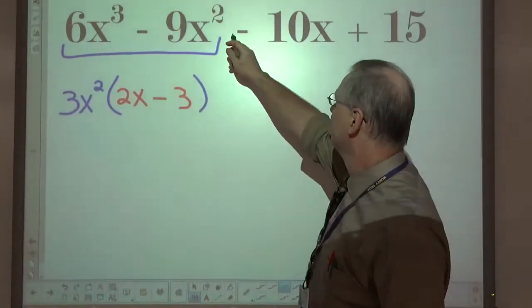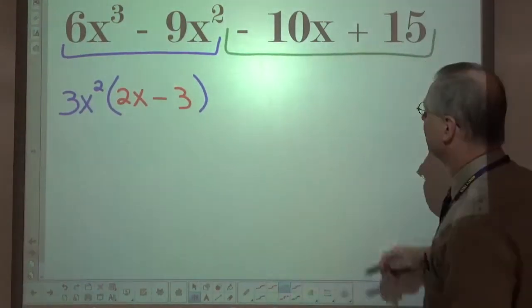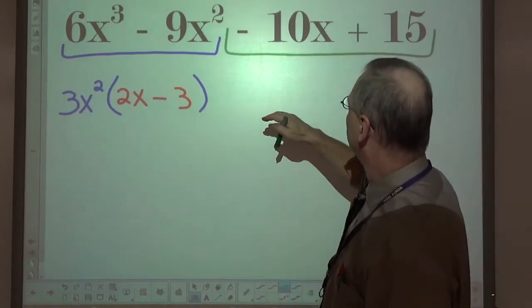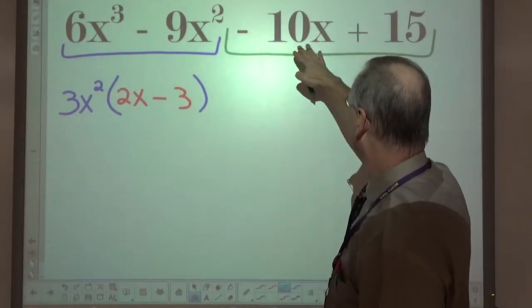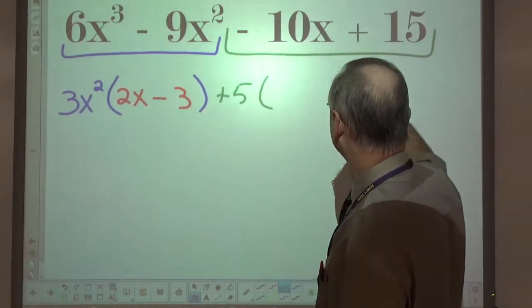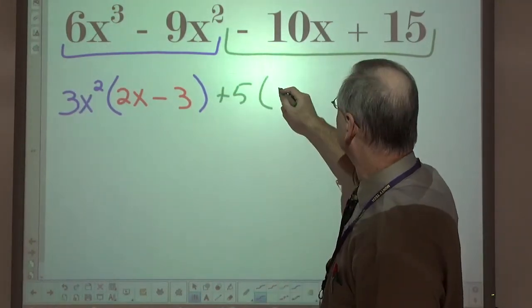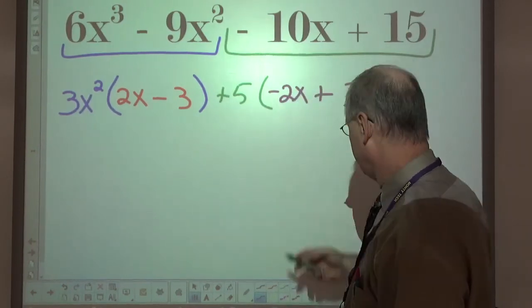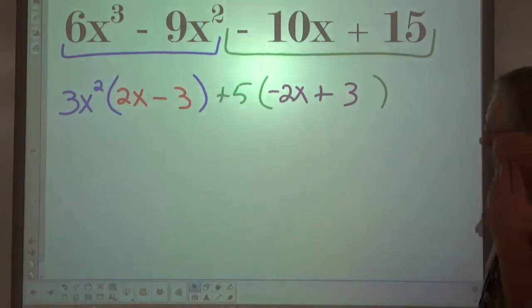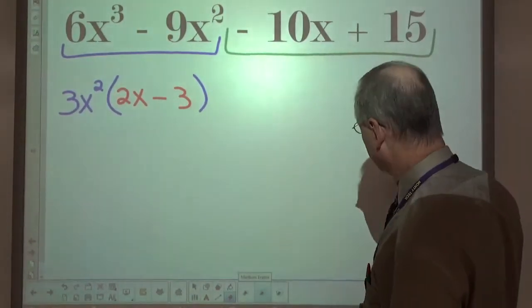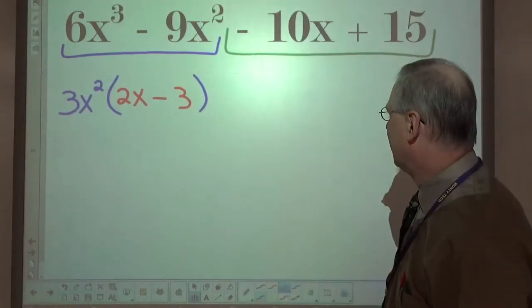Over here, including the sign, I want to pull out something so that I'm left with 2x minus 3 inside. Well, I notice that if I pull out a 5, that's what they have in common, if I pull out a positive 5, that's going to leave me with a negative 2x plus 3. And that's not what I wanted. So instead, I need to pull out a negative 5.